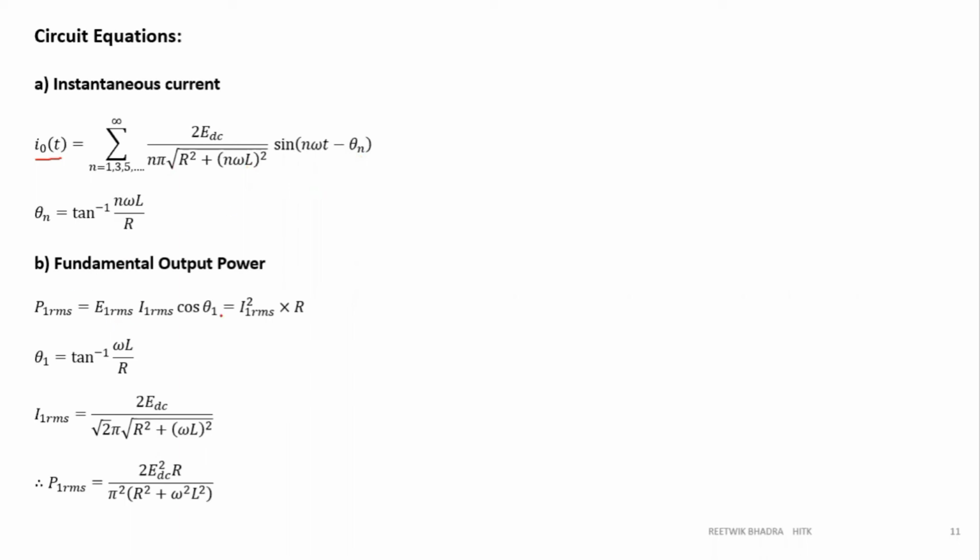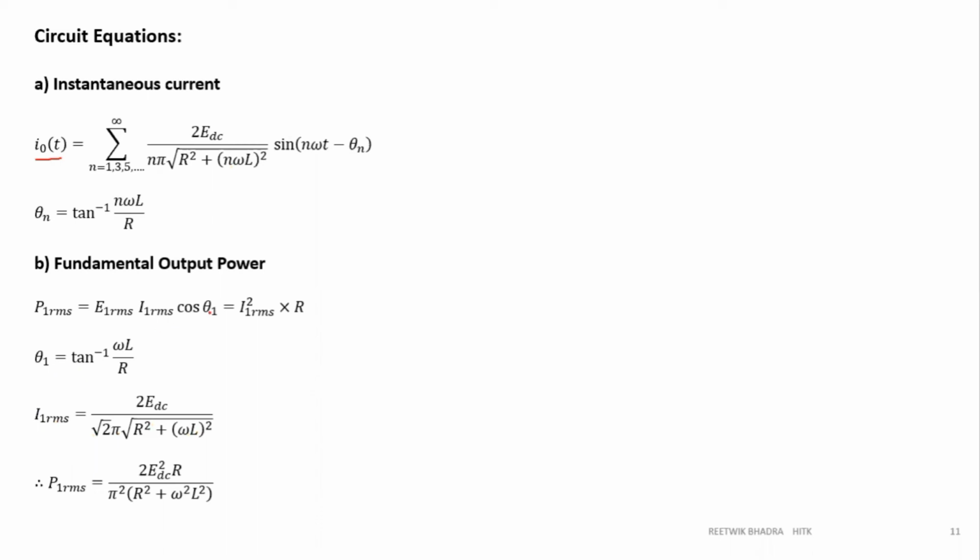E1 RMS, I1 RMS into cos theta 1. If I am telling you to find the fundamental power, all n over here will be replaced by 1. I'll take the magnitude only, and the RMS value. So if this is the magnitude of my current, I have to divide it by root 2. So 2 EDC by pi, root over R square plus n replaced by 1, omega L whole square, divided by root 2. That gives you your I1 RMS.